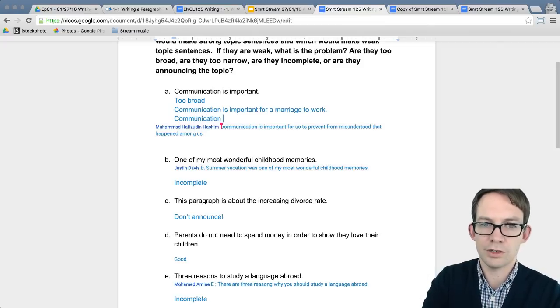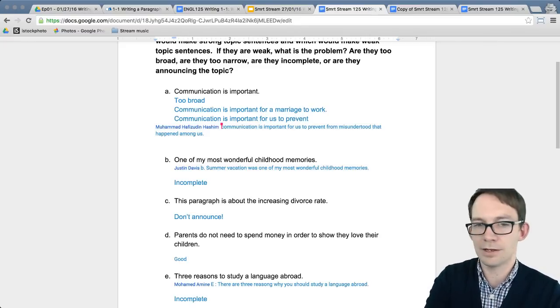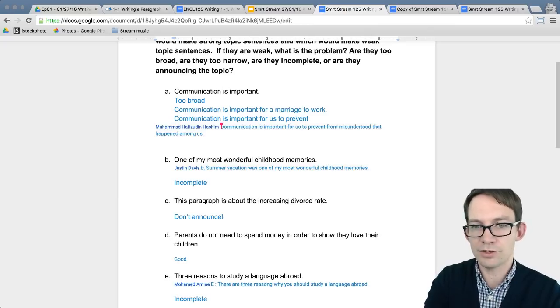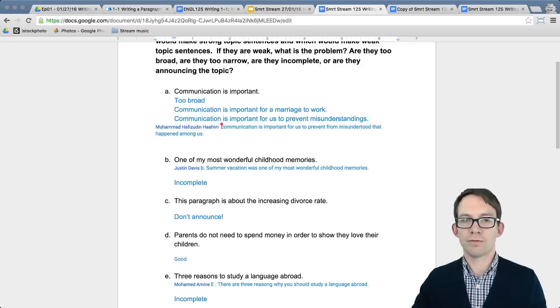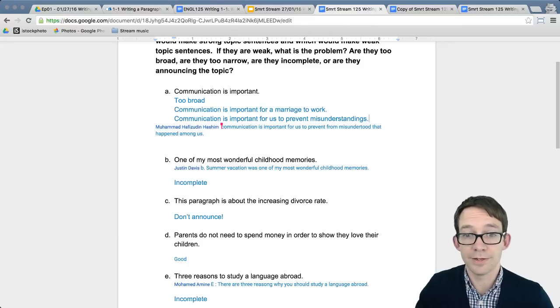And I would say communication is important for us to prevent. And I think I actually saw somebody mention it in the chat. I would just say to prevent misunderstandings. Just keep it kind of simple like that. Communication is important for us to prevent misunderstandings. And there you go. That's a great topic sentence. So thanks, Muhammad, for that.